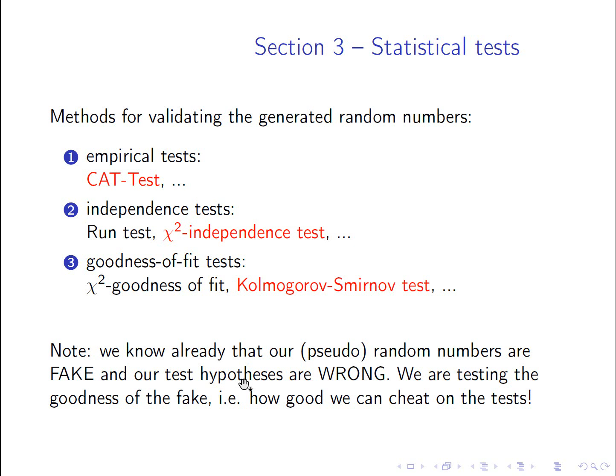They cannot be true by construction of our pseudo-random numbers. So here statistical testing is testing the goodness of the fake. The pseudo-random numbers are fake, and we are testing how good the fake is, so how well we can cheat on the tests. This makes life a bit simpler, because what we are doing with the testing is looking at how well our pseudo-random numbers, or the assumed samples of the standard normal distribution, are independent and are imitating the uniform distribution or the standard normal distribution. So we are always checking how good the cheat is.